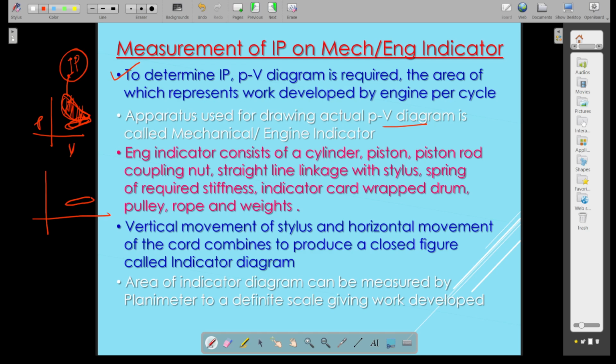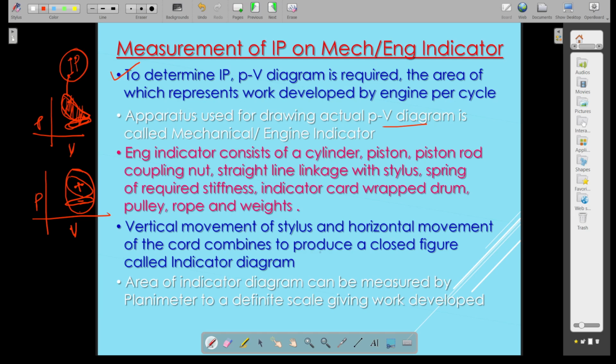Again I'm drawing this in detail. You have this part and you have this part. This part is positive and this part is negative. So you can see the positive part and the negative part, this plus and this minus. When you add these two, you get the total indicated power. So generally, the indicated power is obtained by using the mechanical indicator.